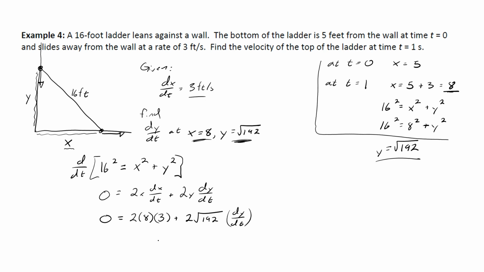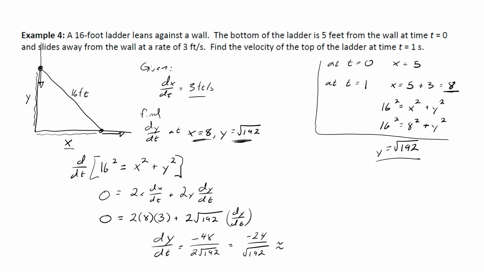We can now solve for dy/dt. I know dy/dt is equal to negative 2 times 8 times 3, which I'm just going to write down. This is going to be 48 divided by 2 times the square root of 192. So this is going to be negative 24 divided by the square root of 192.